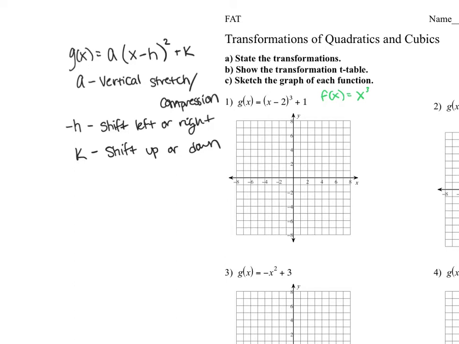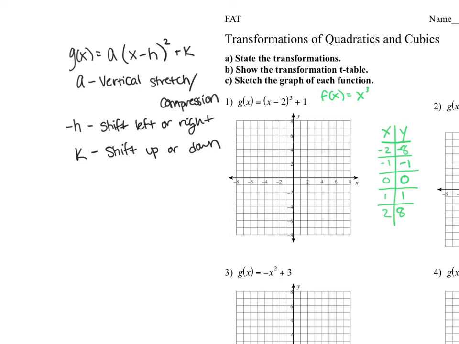Now, for the parent function, let's also take a look at the parent table. What are the original points we can plot? We can do an x and a y. We've already covered this a little bit, but I'm going to use the values -2, -1, 0, 1, and 2. I'm always going to start with these x values for x cubed or x squared, and then plug them into my parent function. If I plug in a 2, 2 cubed is 8. If I plug in a 1, 1 cubed is 1. 0 cubed is 0. -1 cubed is -1. And -2 cubed is -8.